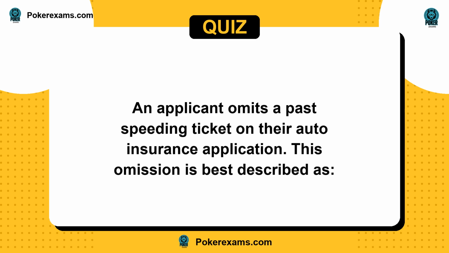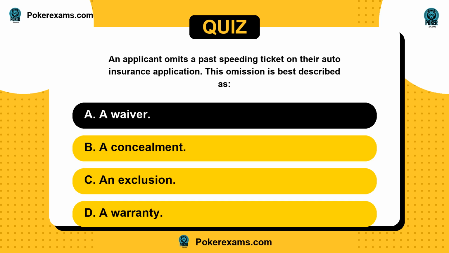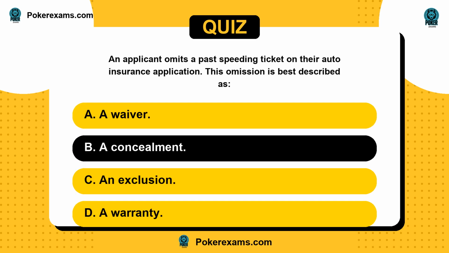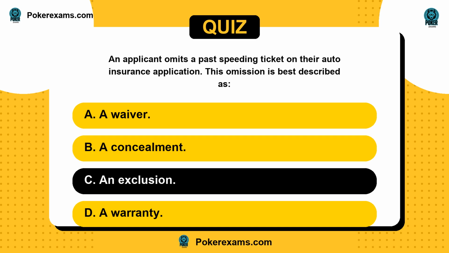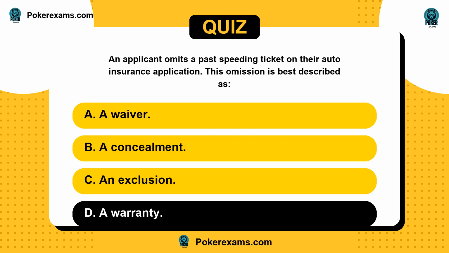Next question. An applicant omits a past speeding ticket on their auto insurance application. This omission is best described as: is it A, a waiver? Or B, a concealment? C, an exclusion? Or D, a warranty?